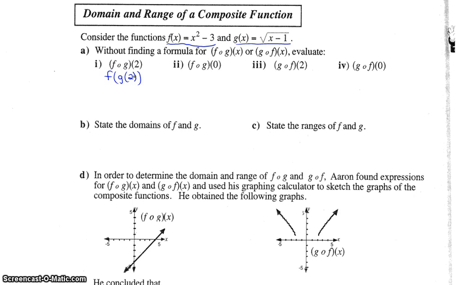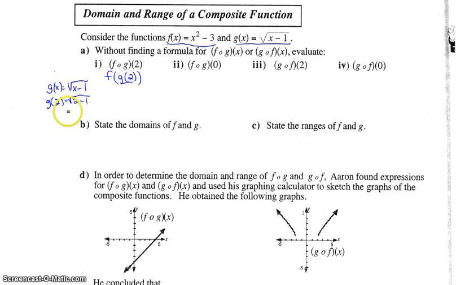So we know g of x is equal to the root of x minus 1. And if we want to know what g at 2 is, then we're going to replace x with 2. Then if you simplify that, we get the root of 2 minus 1. The root of 1 is 1. Okay, so now we have g at 2.